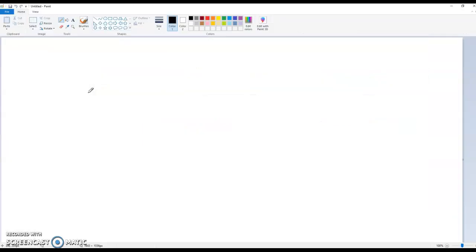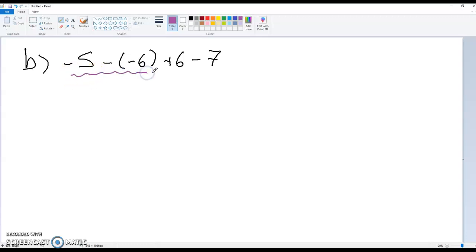So B, -5 minus -6 plus 6 minus 7. Again, we want to make sure we're including the question. So let's just deal with this first part here. If 6 were positive, I would do -5 subtract 6. So I'm getting smaller. That's a -11. And we'll see that visually in a moment with the number line.